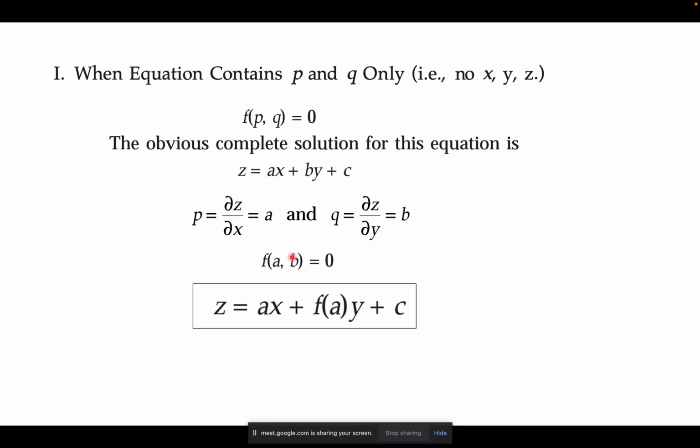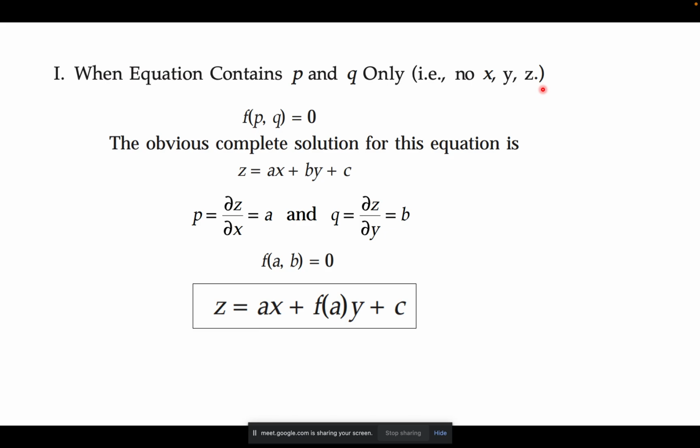Now you will have an equation which is just involving the constants a and b. From there you can simply eliminate one constant, right? You can write either b in terms of a, or a in terms of b. If you write b in terms of a, you can express b as a function of a, and this will be your complete solution of this equation. So this is the general method to solve the differential equation when you have a function which contains just p and q and not x, y, and z.